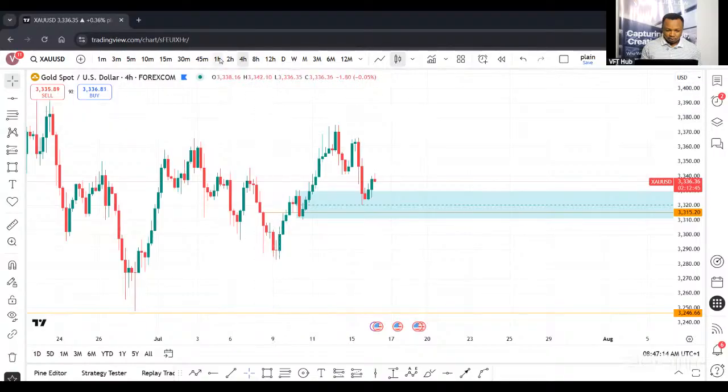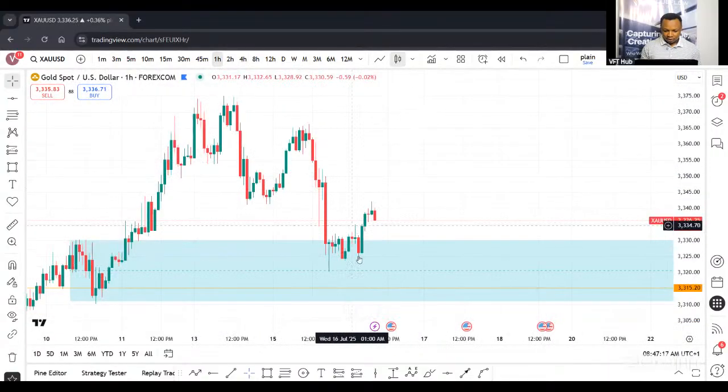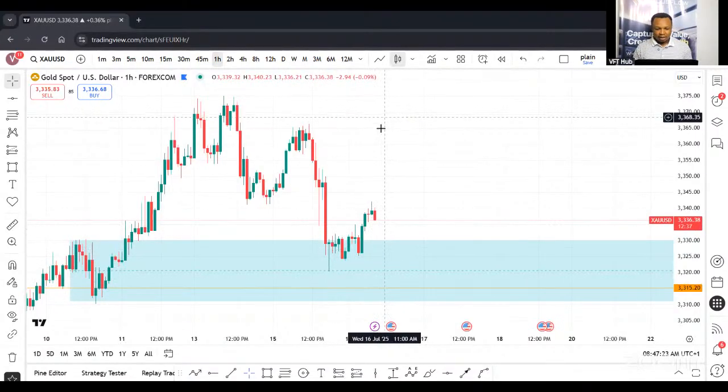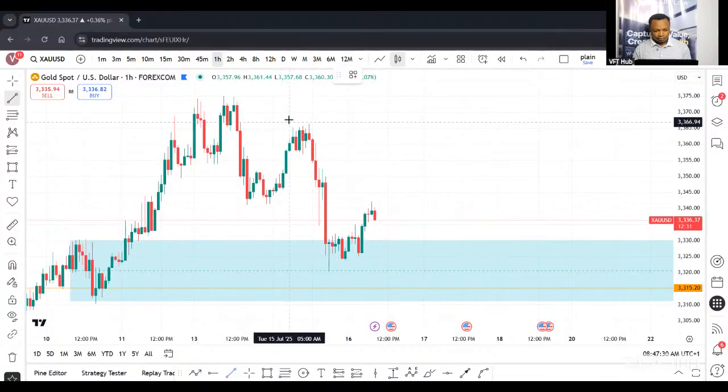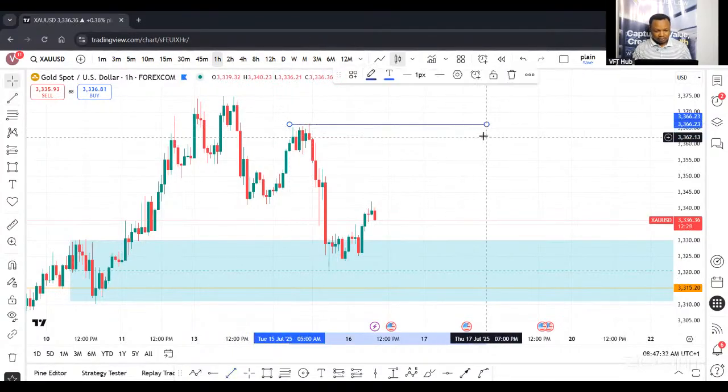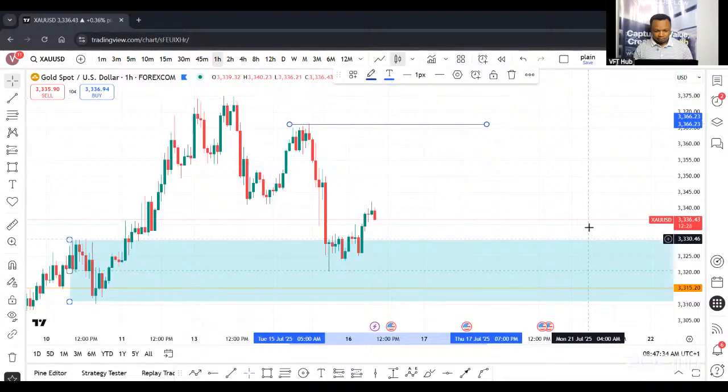So we can now go to the 1 hour time frame also, and you can see that price has started resuming the buy. So right now on the 1 hour time frame, we're waiting for a good retracement, and then we'll take the buy to the upside. We're going to be targeting this high as our first point of interest for the buy on gold. So this is our target on gold this morning for the buy trade.